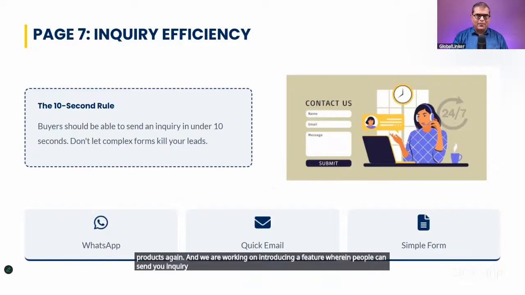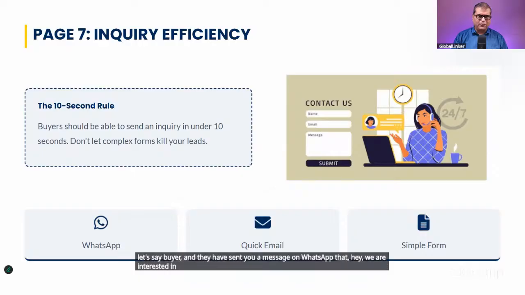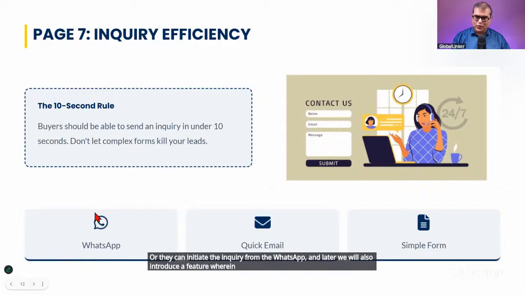So if you come across, let's say, a buyer, and they have sent you a message on WhatsApp that, hey, we are interested in buying product from you, what all products do you have, you can just simply tell them that it is available in our WhatsApp catalog. They can review that and they can send you an inquiry. At this moment, the inquiry will happen from the website, but very soon we'll also be rolling out that feature wherein they can initiate the inquiry from WhatsApp. And later we will also introduce a feature wherein you as a seller can respond to the inquiries through WhatsApp. I'm just sharing that update.